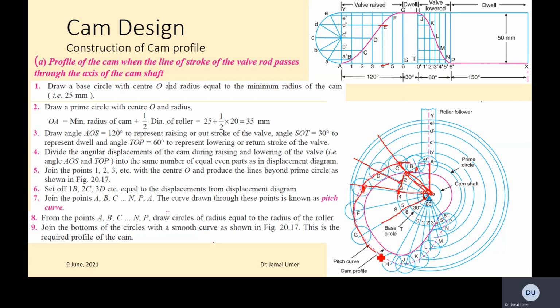This is a pitch curve. Once you have connected, the bottom of these small circles will be the one which generates the cam profile, right? And yeah, so that's all.